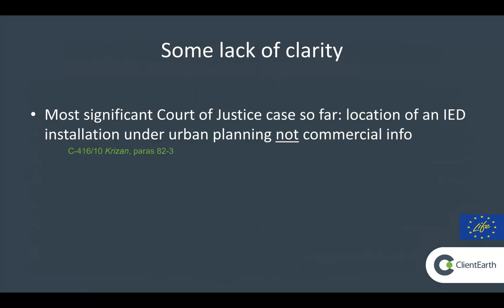But of course, this leaves some lack of clarity because, as we said, we don't really have so much guidance from the Court of Justice. The only statement that we have so far is that the location of an installation that falls under the Industrial Emissions Directive in the context of urban planning is not commercial information. But I mean, that should perhaps be obvious, but it doesn't really give us so much of a clear indication.